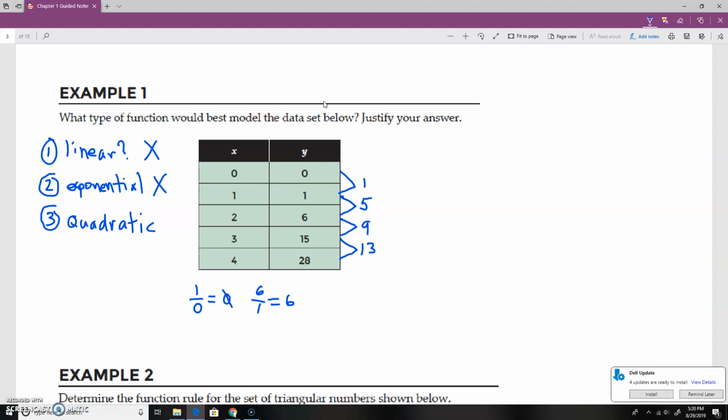To see if it's quadratic, we're going to take these differences we got from the linear and find what we call the second difference. If the second difference is the same, then we have a quadratic. Well, 5 minus 1 is 4, 9 minus 5 is 4, and 13 minus 9 is also 4. So it has the same second difference, which means it is a quadratic.